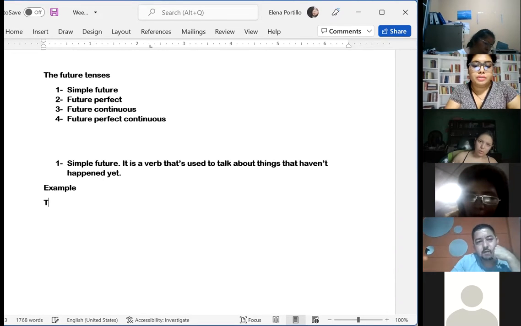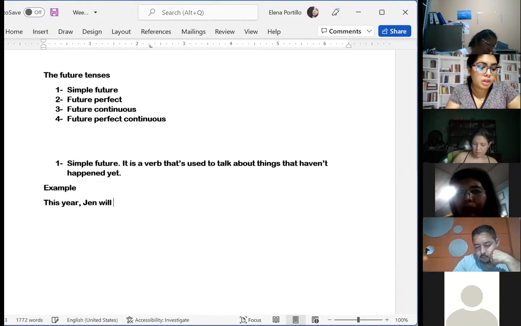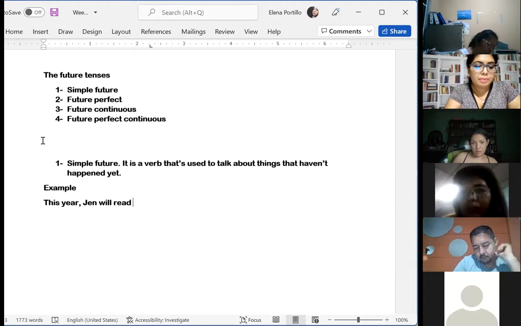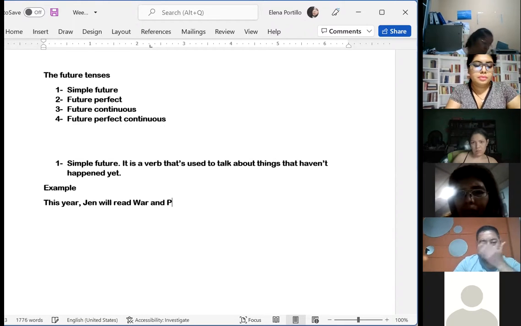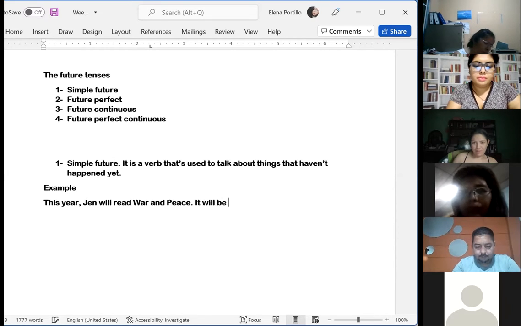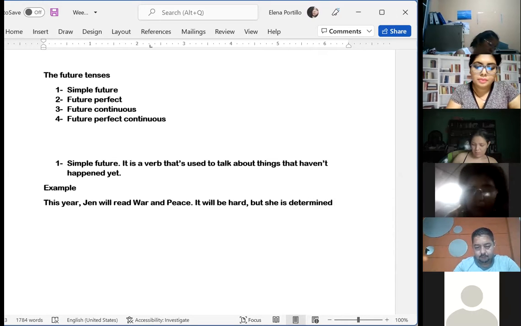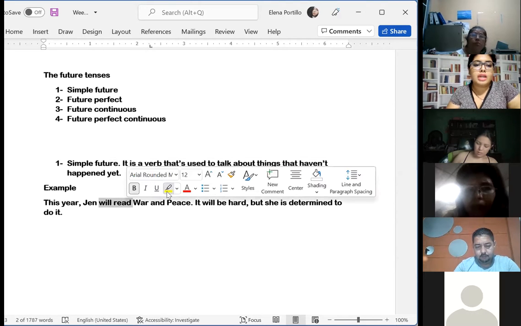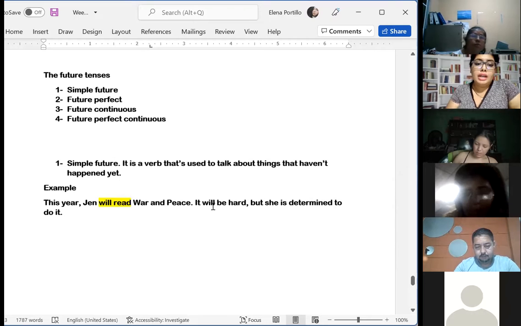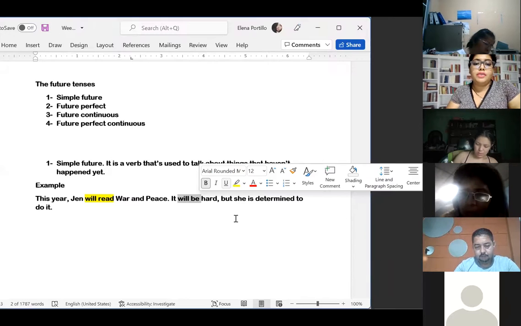And it says, this year, Jen will, this is the auxiliary, read War and Peace. It will be hard. But she is determined to do it. So we have here the auxiliary that we are going to use for this structure. In this case, we have the auxiliary will and the verb. And it determines that we are going to do something in the future.